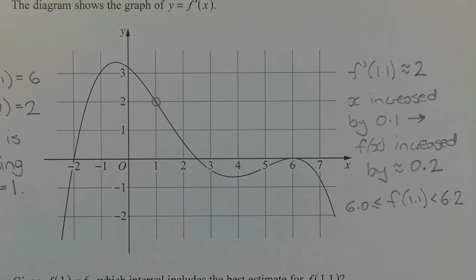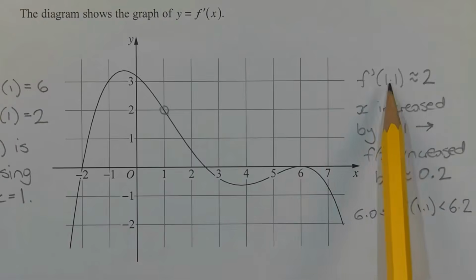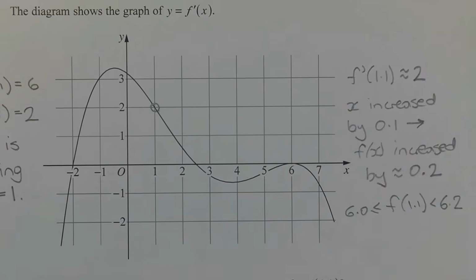Now, because it represents a rate of change, it's the rate of change of y with respect to x. In other words, what is f of x doing when x changes? Now, because f dash of 1.1 is around 2, x has increased by 0.1. Remember, we started at f of 1, and now we're considering f of 1.1.